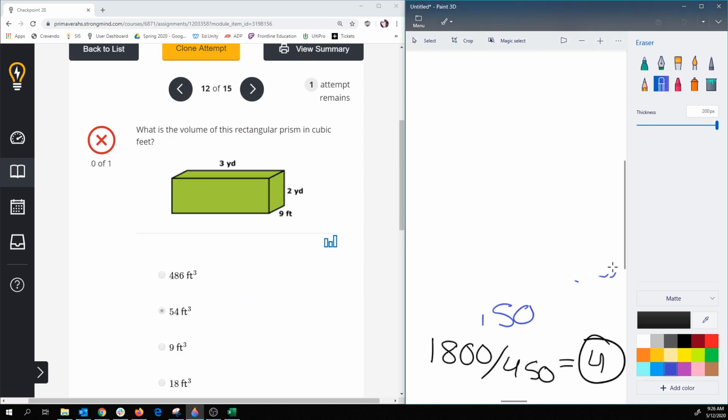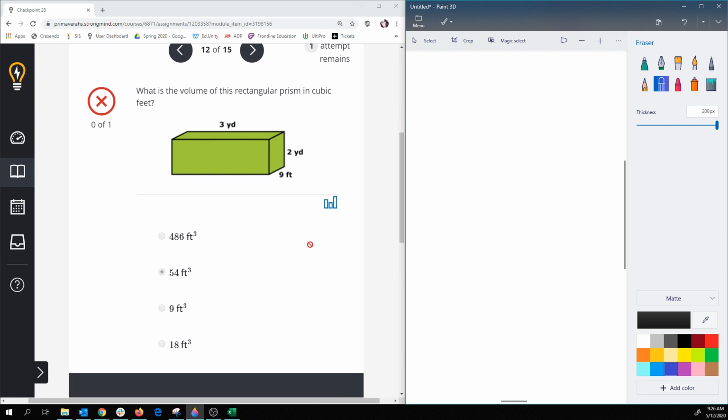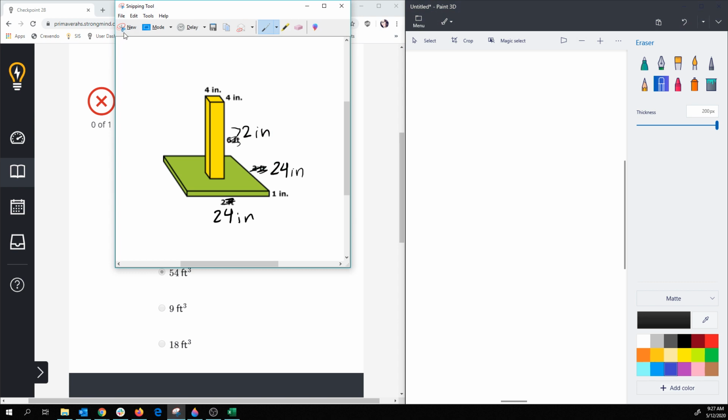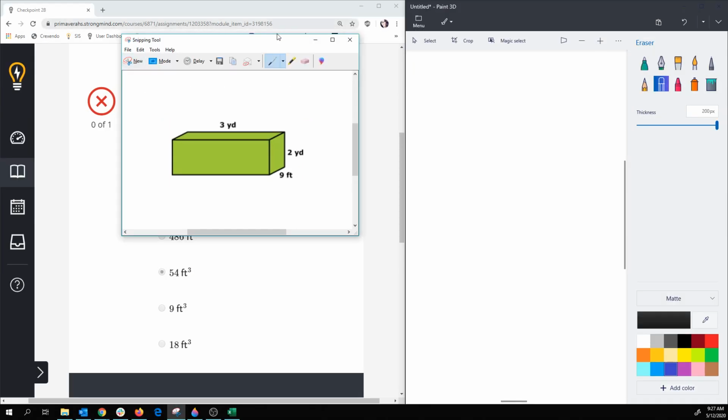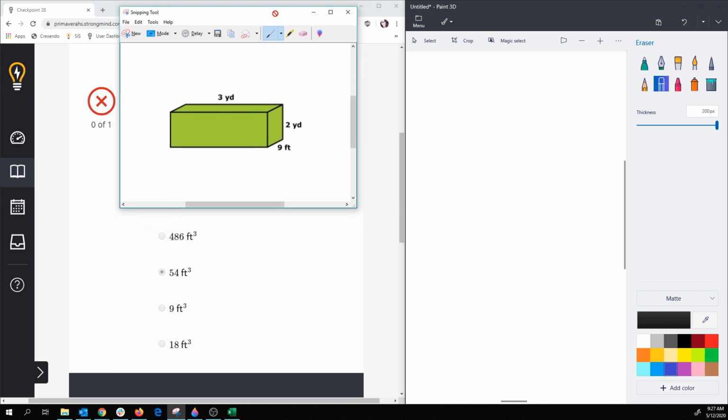All right, next one. So we want to know what the volume of this rectangular prism is in cubic feet. Notice how I have yards here. I need to change those before. So if you don't know, type into Google, right? You have Google for everything, even for volume formulas if you forget them. There are 3 feet in 1 yard. So to convert these, I'm going to multiply both by 3. And then I just need to multiply all of them together.